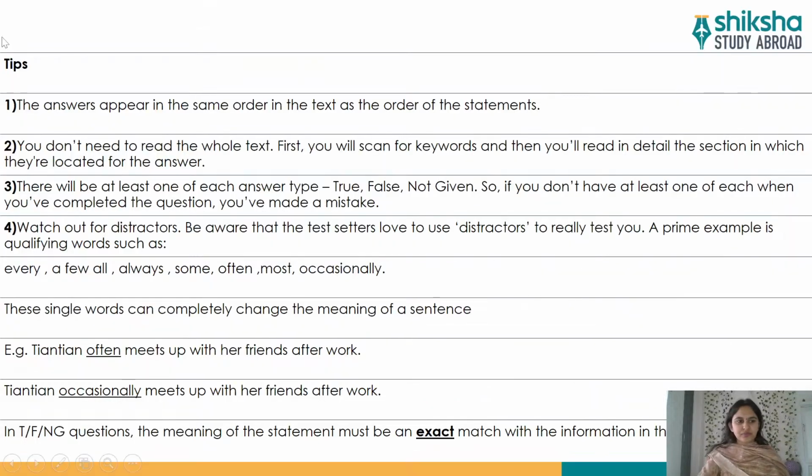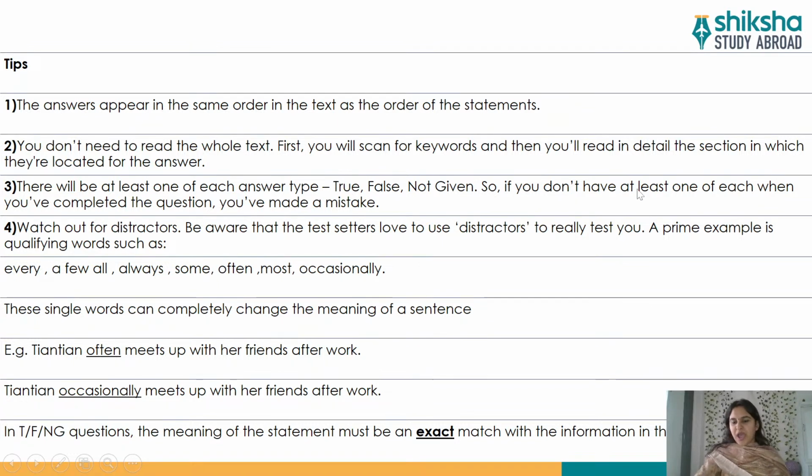So first tip is the answers appear in the same order in the text as the order of the statements. That we are already aware of, right? Now, second is you don't need to read the whole text. First, you will scan for keywords and then you will read in detail the section in which they are located for the answer. So there will be at least one of each answer type, true, false, or not given.